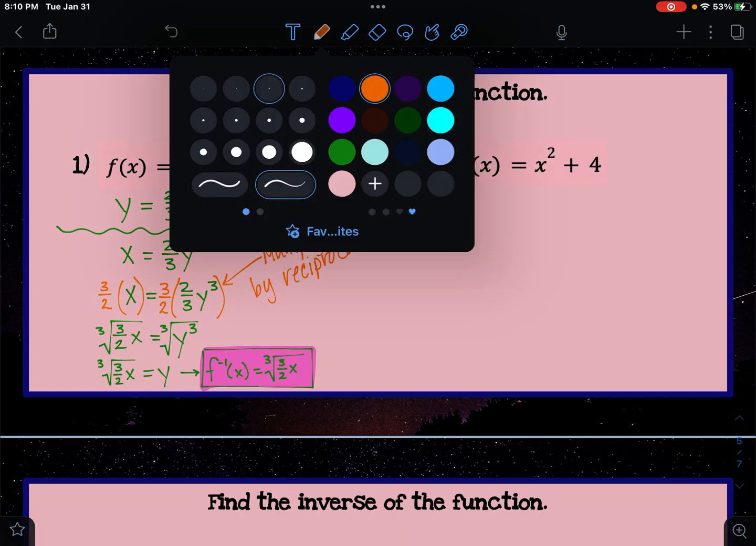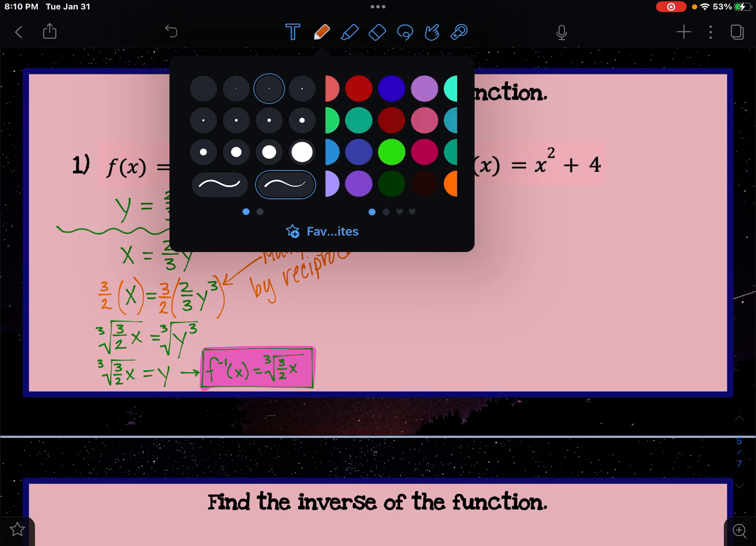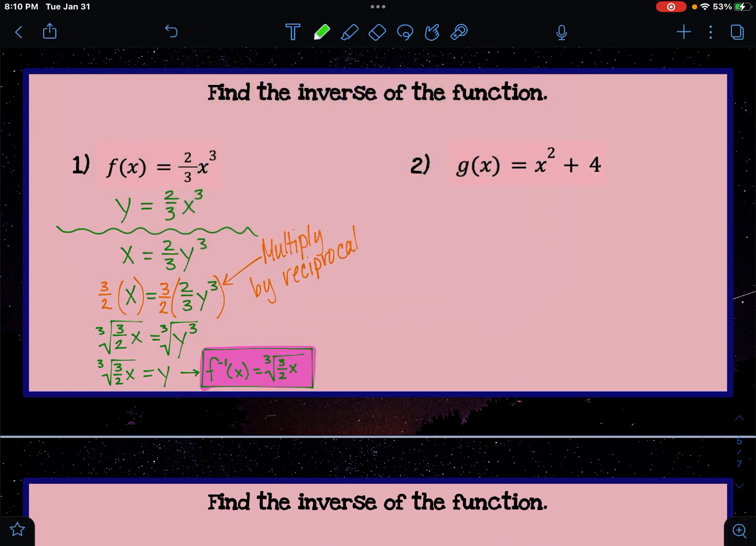I don't know what color I'm looking for.